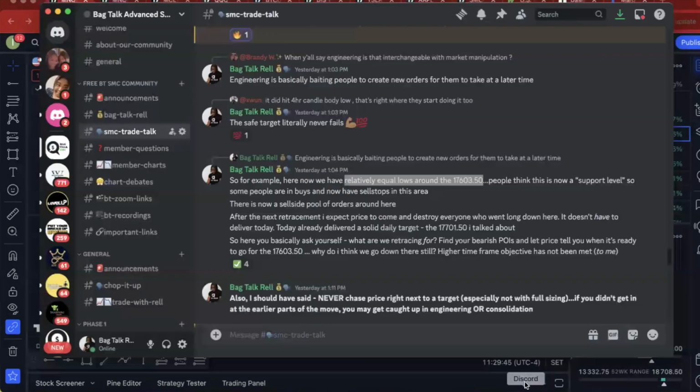So I got this question in my free community that said, hey, what is engineering of liquidity? And I said, the engineering of liquidity is basically when they bait people to create new orders for them to take those same orders at a later time. What orders am I talking about? I'm talking about stop losses. They're basically baiting people to place stop losses in certain areas so that they can go and take those same orders at a later time.